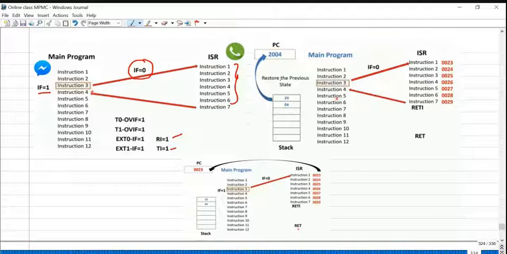Whenever the processor starts servicing the interrupt, it stores the next immediate address location in the stack memory. Once the processor completes the interrupt service routine, whatever was stored in the stack memory will be reloaded into our program counter, and it starts executing the remaining instructions.